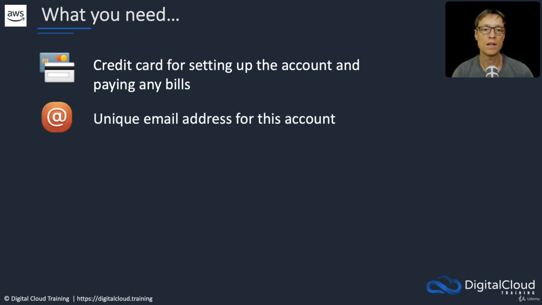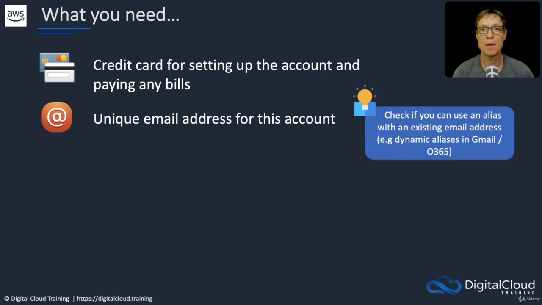The next thing you'll need is a unique email address. So you do need a unique email address for each AWS account that you create. Now, if you're using Gmail or you're using Office 365, then you can use something called dynamic aliases. This has been around in Gmail for a long time. It's new to Office 365, so you need to check with your admin to find out if it's available or not. It does have to be enabled.